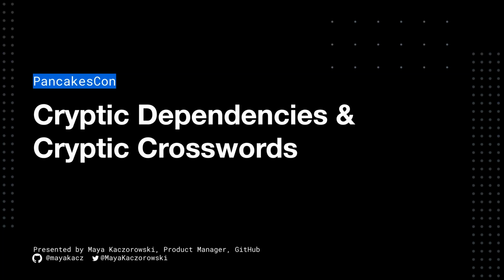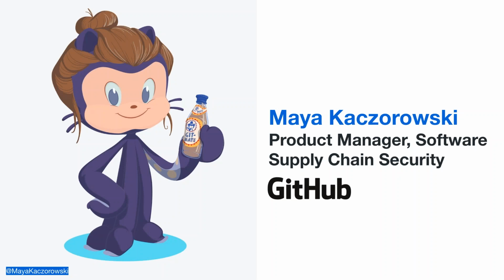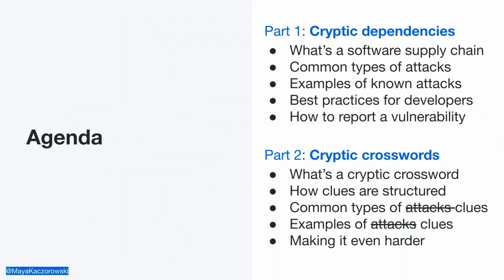So as just introduced, we're going to talk about cryptic dependencies and cryptic crosswords. So hi, I'm Maya. I'm a product manager at GitHub. I work on software supply chain security, and I'm really passionate about both knowing what's in your supply chain and knowing what vulnerabilities you have and being able to address those, as well as cryptic crosswords. I think they're just such a fun activity and such a good way to spend time. So today we'll be covering both of those topics. First, cryptic dependencies in your software supply chain, and cryptic crosswords.